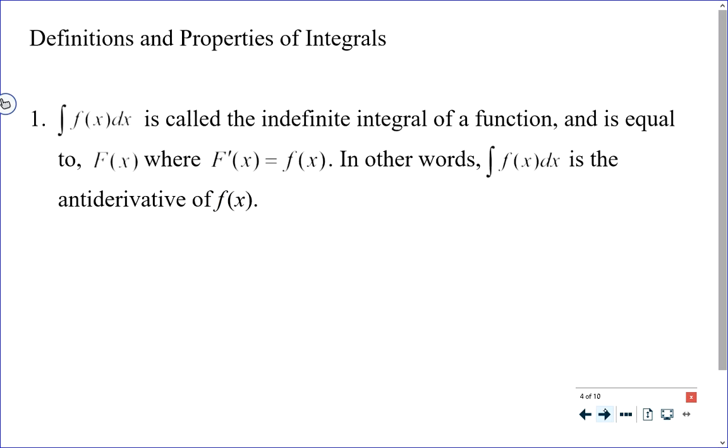Now we're going to go over a couple of definitions and some properties of integrals. First of all, this statement, the integral of f of x dx, is from now on referred to as what's called an indefinite integral of the function. And basically what it's equal to is the antiderivative of the function. We've talked about this before when I've told you that this symbol, in conjunction with the dx, is simply giving you a set of instructions, and the instructions are anti-differentiate the function. So the integral of f of x dx is called the indefinite integral of the function, and it happens to be the antiderivative of the function.